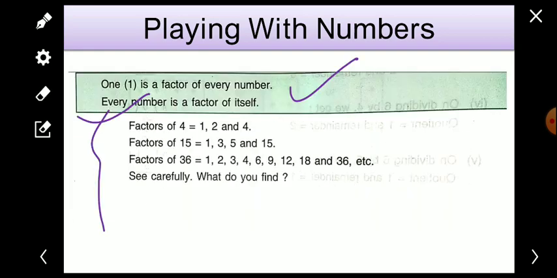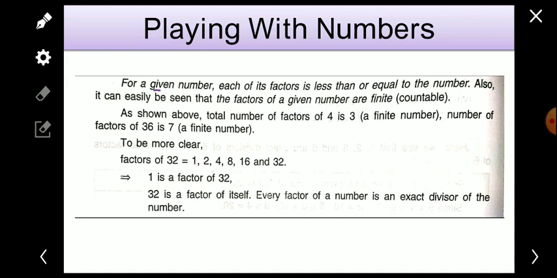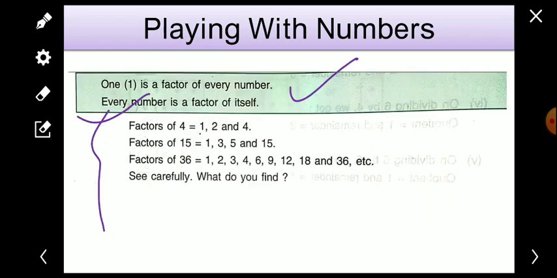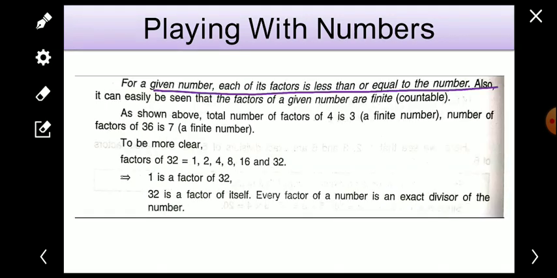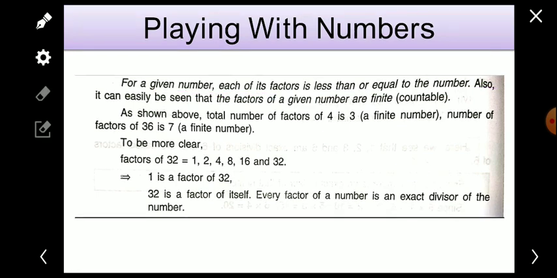These things we have already learned. For a given number, each of its factors is less than or equal to the number. Observe the factors of 4 are 1, 2, 4. Factors of 15 are 1, 3, 5, 15. Factors of 36 are 1, 2, 3, 4, 6, 9, 12, 18 and 36. So we have observed that the factors are either smaller than or equal to the number. Factors cannot be greater than the number, never. Each of the factors is less than or equal to the number.